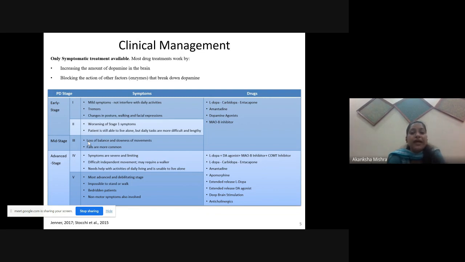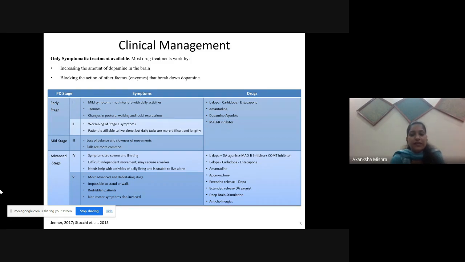And apart from that, we already know that any neurotransmitter in the body always gets metabolized. It always gets broken down by other enzymes into other factors. The same happens with dopamine also. So another way to treat Parkinson's disease is to decrease the enzymes that cause the breakdown of dopamine.